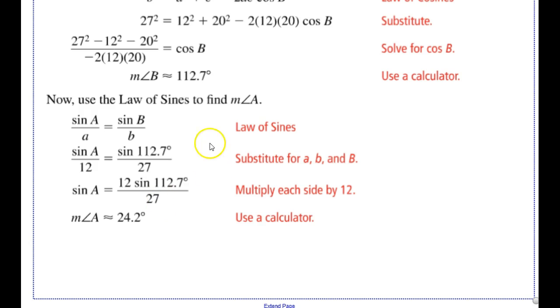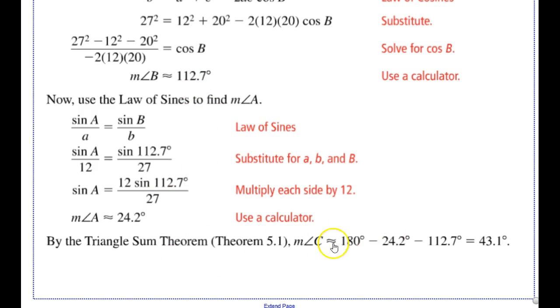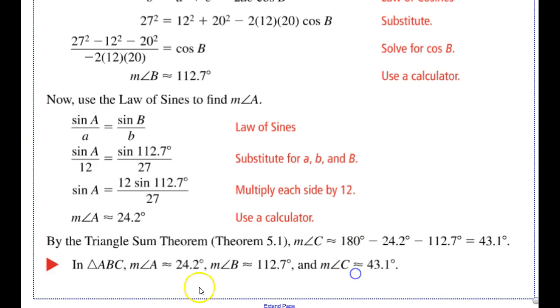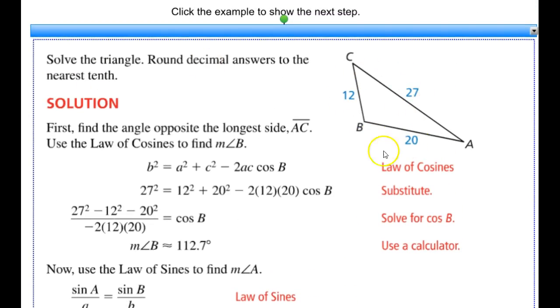So now that I have found two of my angles, I subtract them from 180 to help me find the third angle. So I was able to use the law of cosines and the law of sines to help me find all three of my angle measurements. This is the other type of triangle that you can solve using the law of cosines. But again, we only have to use the law of cosines once, which helps us find the missing pieces. Then we can go ahead and use the law of sines to help us find the rest.